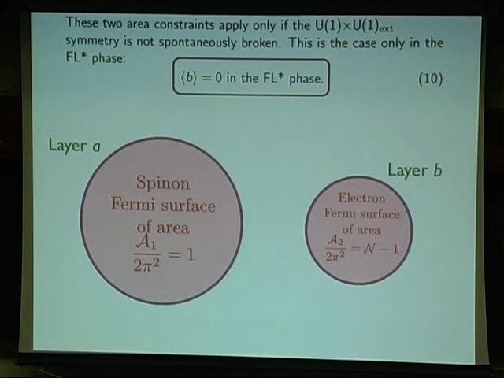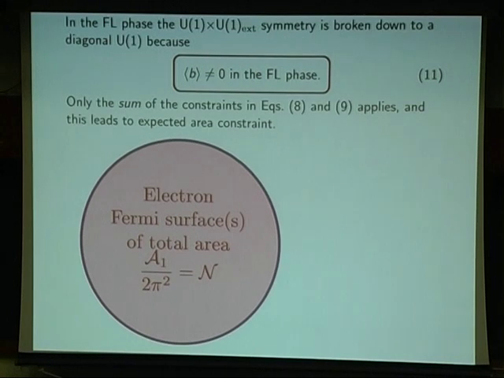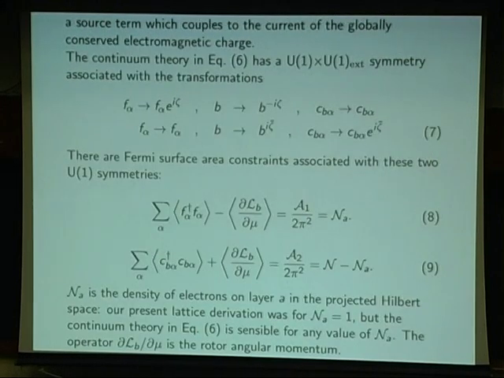Okay. And then there's the other phase then. Then naturally, you can think of a phase where B is not 0. That's a Higgs phase of this gauge theory. You break U1 cross U1 to the diagonal U1. And what that means is that there's only one theorem, which is the sum of these two. Because you're breaking it to the diagonal, you have to take the sum of these two.